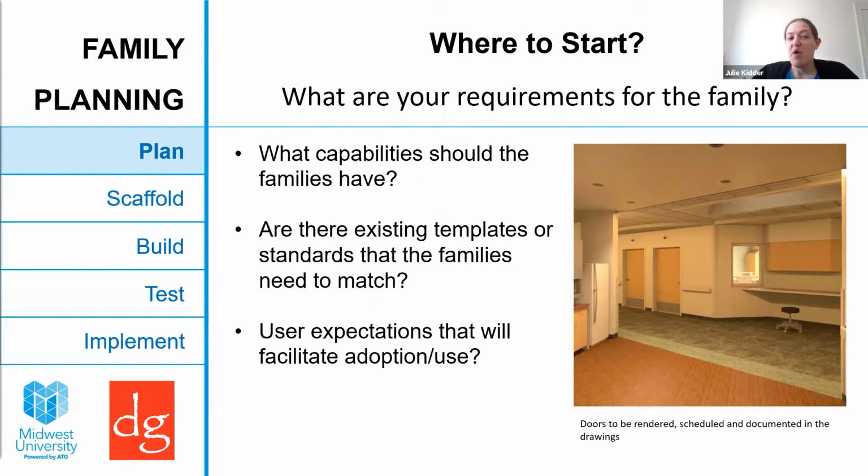What are your requirements for the family? What capabilities do they need to have? You need render, schedule, what should be a type property, what should be an instance property? Are there existing templates or standards that the families need to match? Obviously, for something like doors, there are a lot of code requirements that influence doors. There may be local or client-specific standards that your families need to meet.